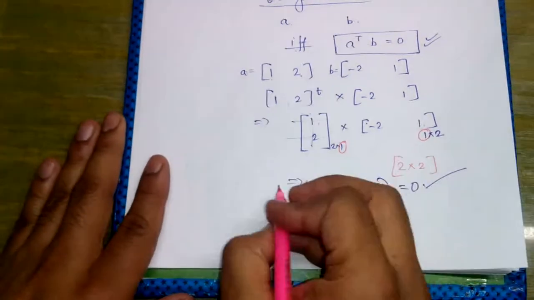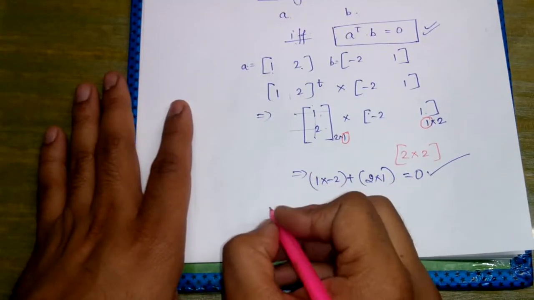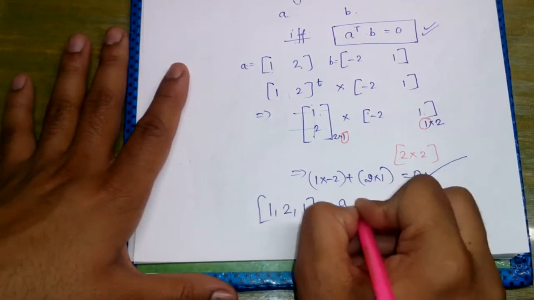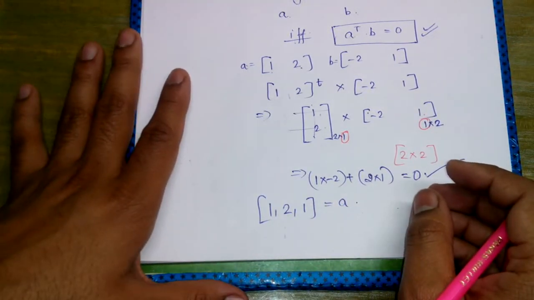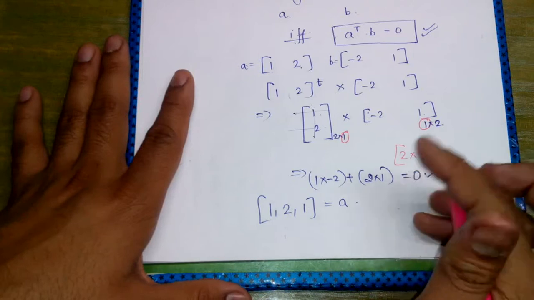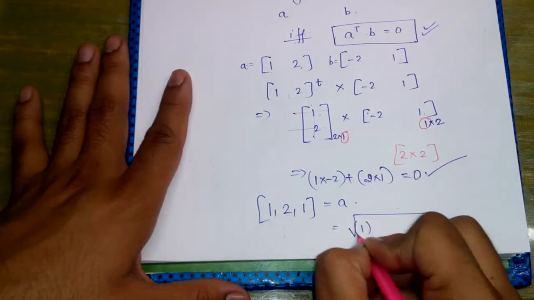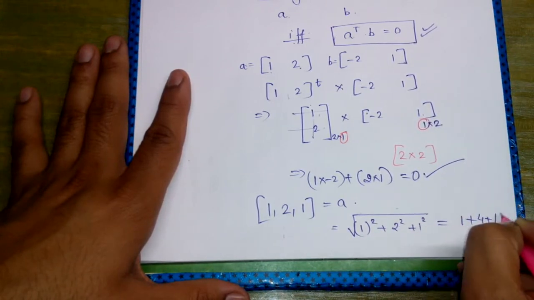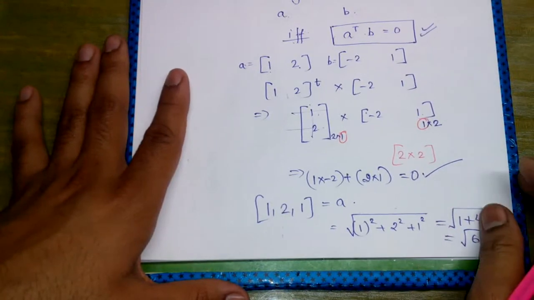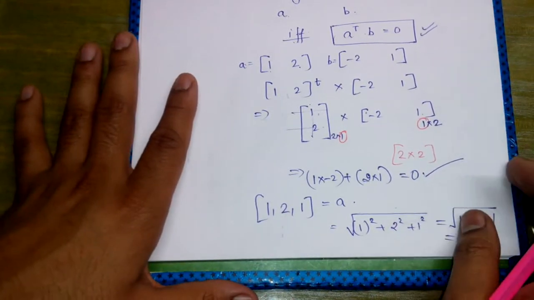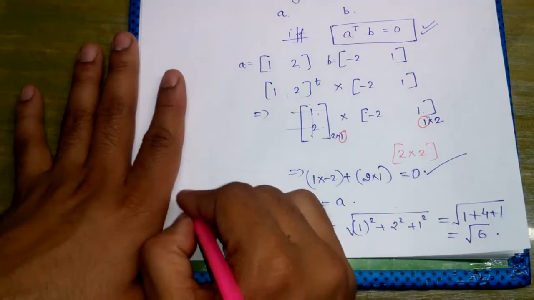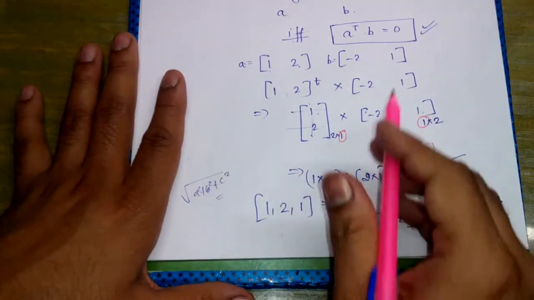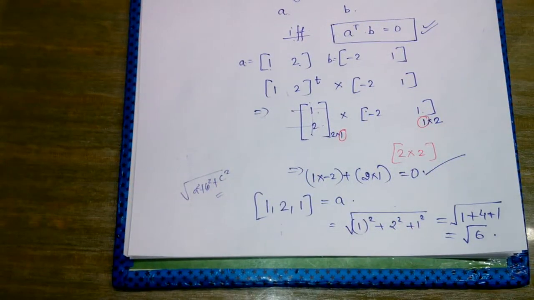And how are we going to find the magnitude of a vector? Say we have been given a vector like 1, 2, 1. This has been given as A. So what would be the magnitude of this vector? The magnitude would be the square root of 1 square plus 2 square plus 1 square. This is the square root of 1 plus 4 plus 1, which is the square root of 6. So this is how we find the magnitude of a vector: simply the square root of a square plus b square plus c square. So this was about the magnitude and about the orthogonality of two vectors.